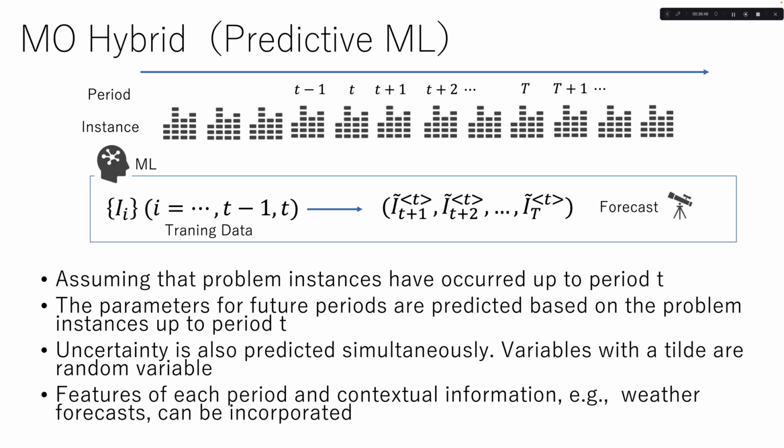The first component is predictive ML. Assuming that problem instances have occurred up to period t, the parameters for future periods are predicted based on the problem instances up to period t. Uncertainty is also predicted simultaneously. Variables with a tilde are random variables. Additionally, features of each period and contextual information, such as weather forecasts, can be incorporated into the predictions.